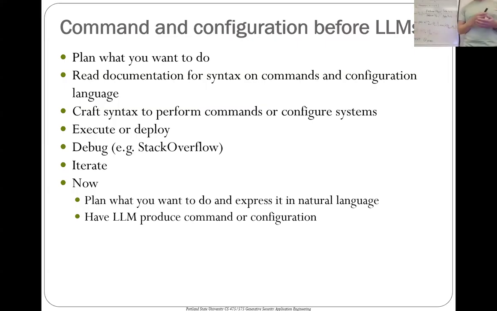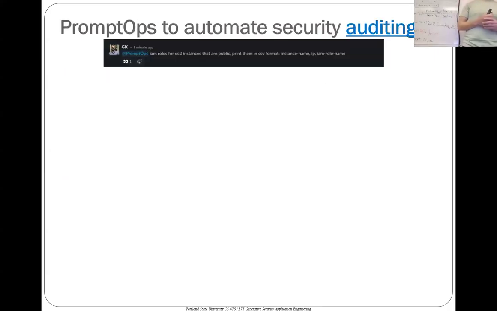Okay, so here's an interesting chat that I came across. There's this company called PromptOps, where they're trying to do this for operations engineers. So if you're an operations team, and you want to be able to ask questions about your infrastructure, collect information, and you don't want to have to write a script, this is the idea. It's like, hey, PromptOps, I need the IAM roles for all the EC2 instances that I'm running that are public. I want you to print them in a CSV format and then give me these fields. Sorry, it's small, but the screenshot that I captured was small.